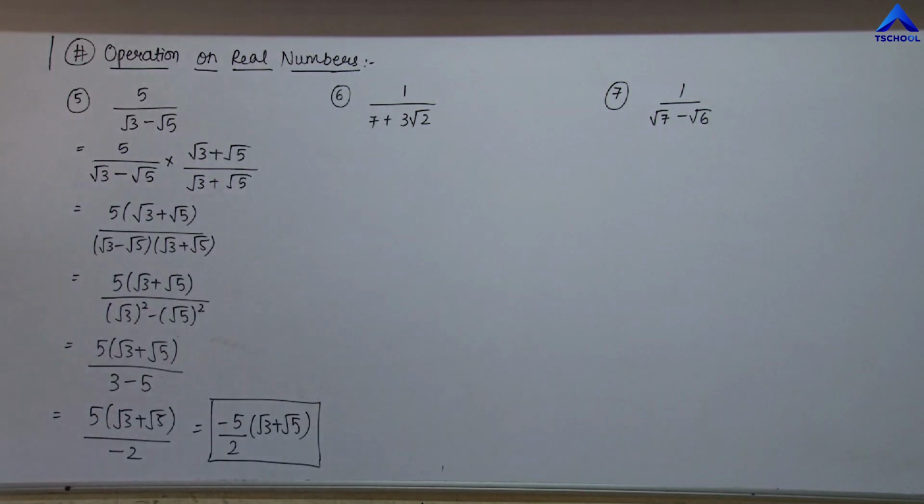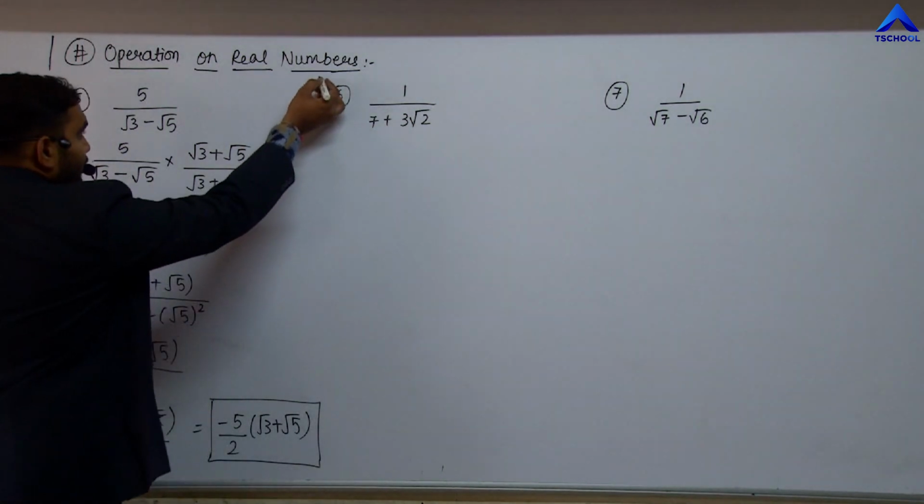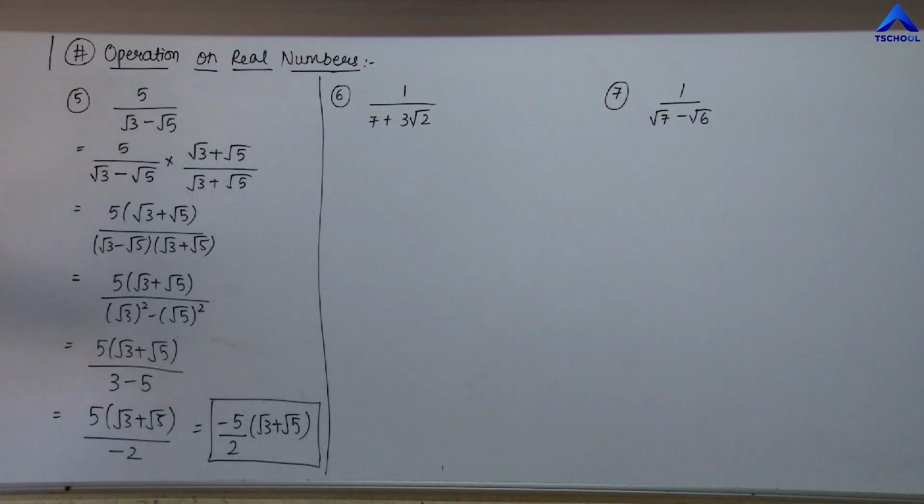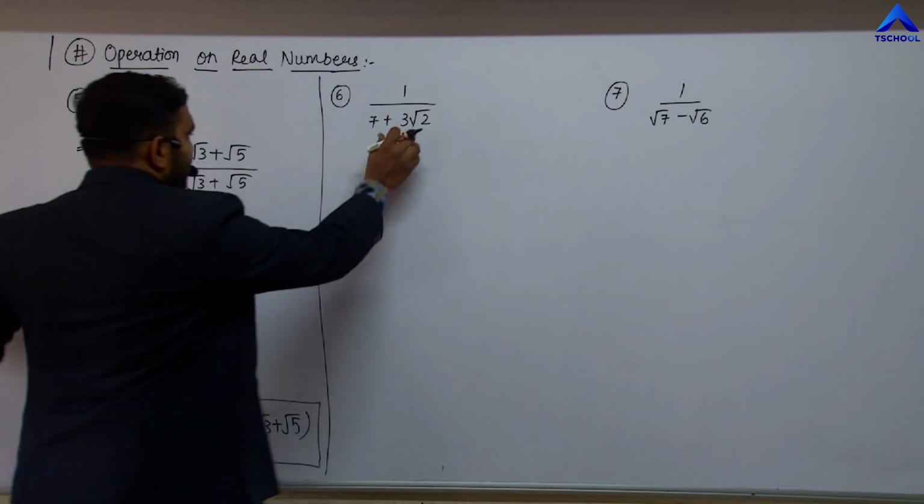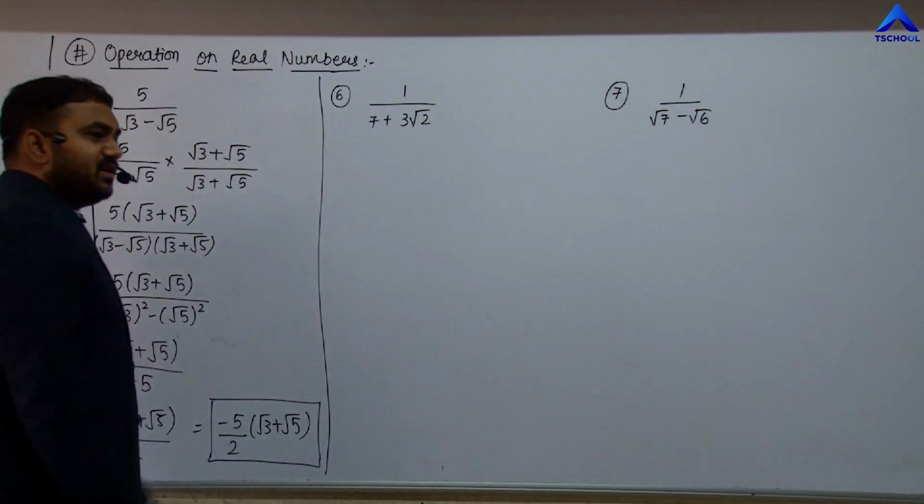Minus 5 by 2 into root 3 plus root 5. So in this way you can simplify this if you are having numerator other than 1. There is no new method to solve this kind of sums. We are going to follow the same old method. Now friends, see here I am having a real number with a compound irrational number, that means 3 root 2.